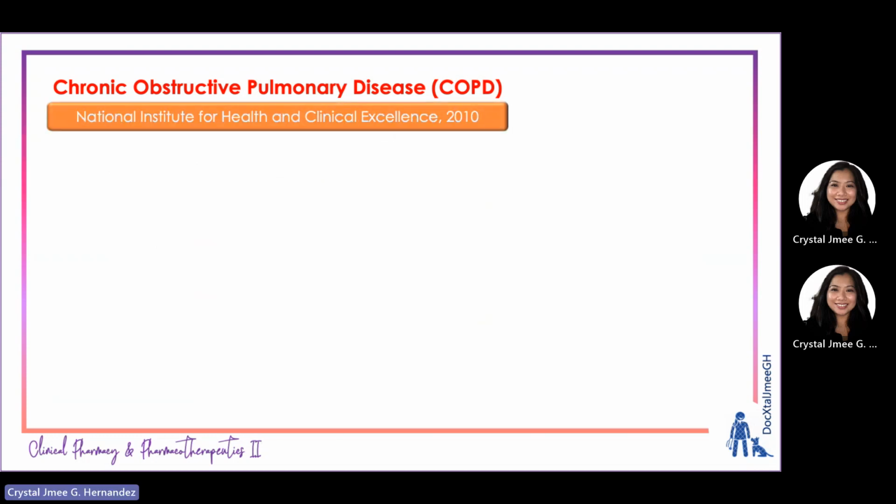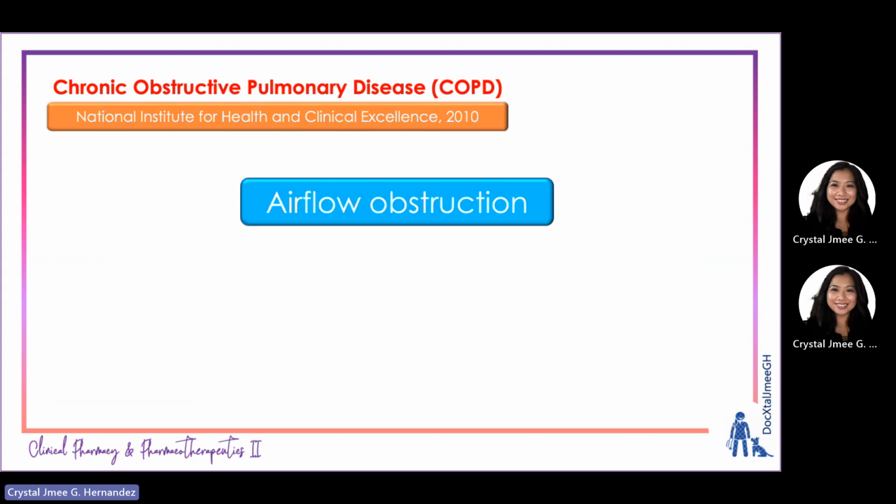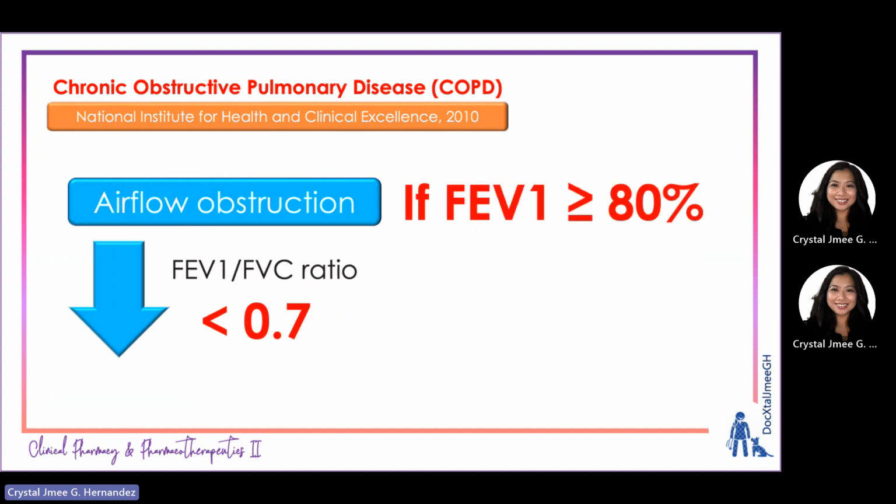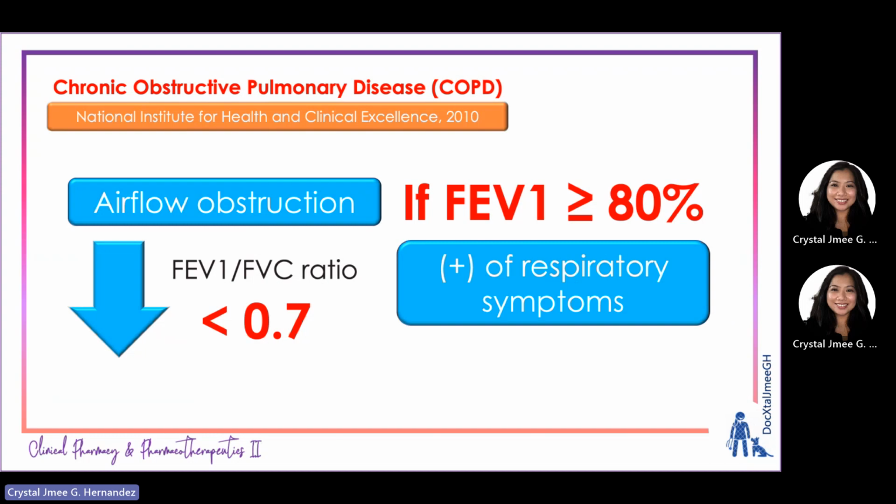So based on the National Institute for Health and Clinical Excellence in 2010, they defined or characterized COPD as an airflow obstruction with a reduced forced expiratory volume and forced vital capacity ratio of less than 0.7. Now, if the forced expiratory volume is more than or equal to 80% of the predicted normal, a diagnosis of COPD should only be made in the presence of respiratory symptoms, for example, breathlessness, or cough.